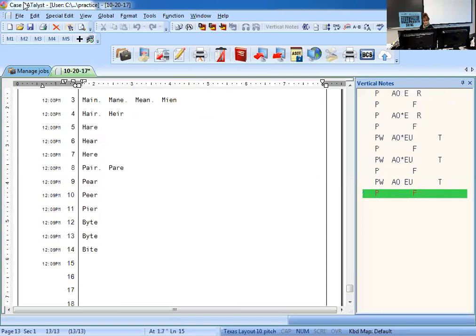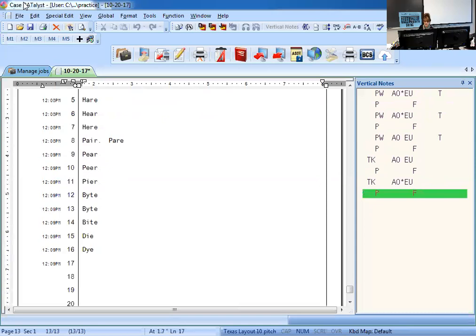You have dye. I don't want to dye, D long I. Die my hair, D long I with an asterisk. Lie, L-I-E is L long I. Lie, long, L long I with an asterisk. These two are important, isle and aisle.